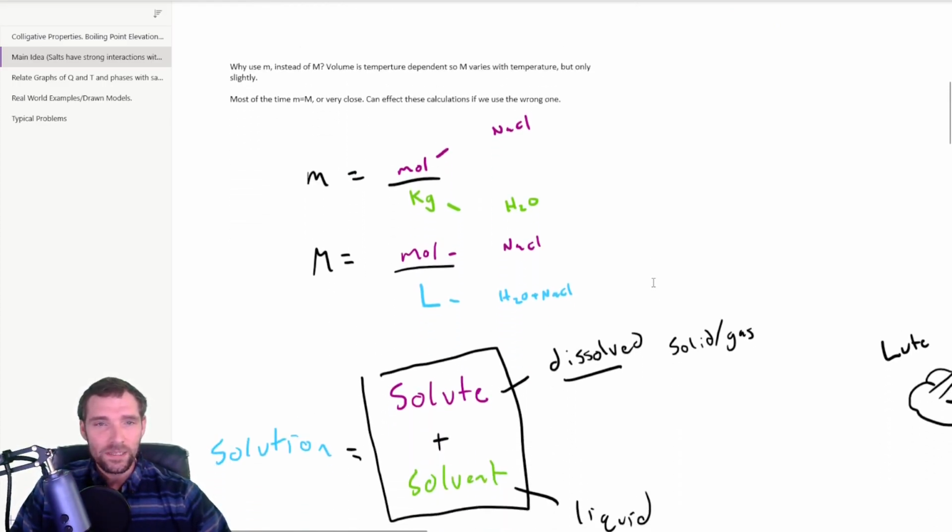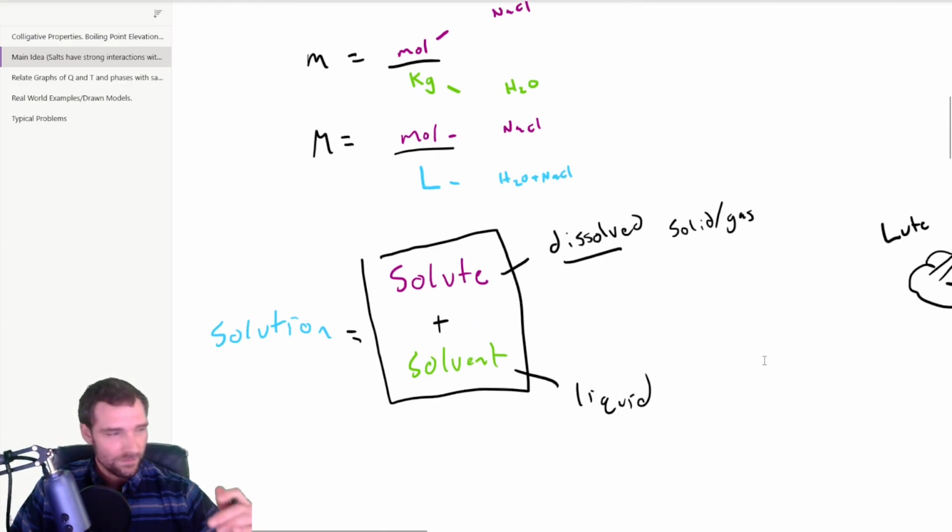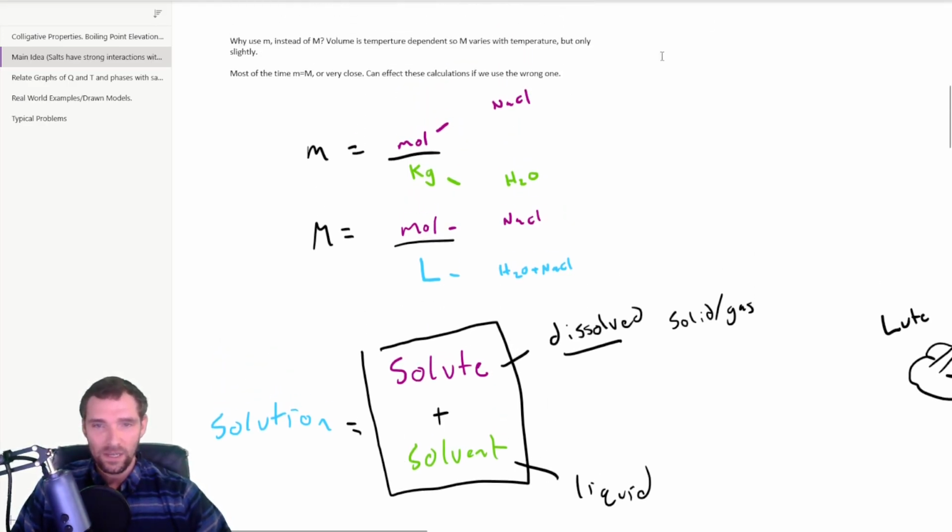If we're talking about solutions, it's really important that we get these words down. A solution has a solute and a solvent in it. I've color coded things here so you can see the solute is in purple. NaCl, table salt, is an example of a solute. That's going to be some solid that's being dissolved. The solvent is going to be the liquid that you're dissolving into, like maybe water, H2O.